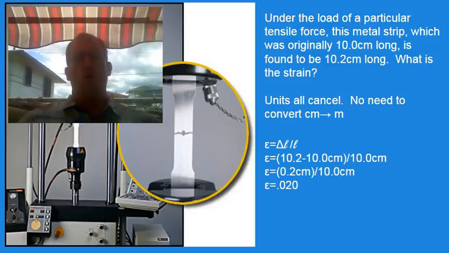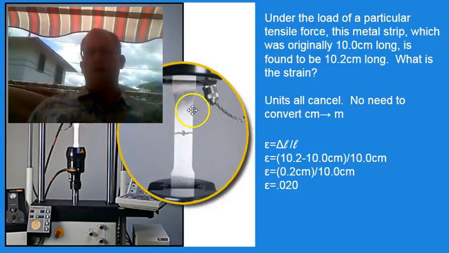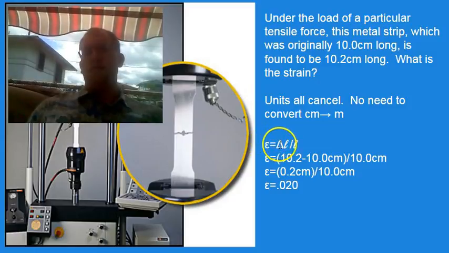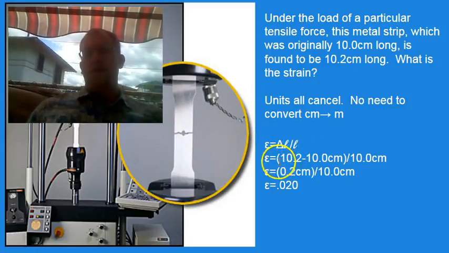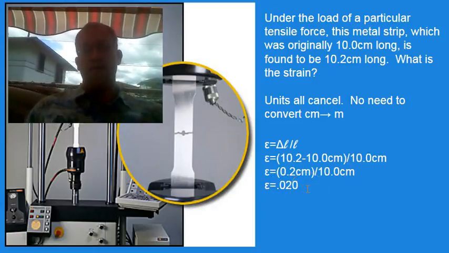Okay. So we have here a piece of metal that has been stretched, and the stress on it produced a strain. So epsilon equals the change in length divided by length. 10.2 minus 10 is just going to be 0.2, divided by 10 is 0.02. So epsilon equals 0.020. That is the strain on this piece of metal.